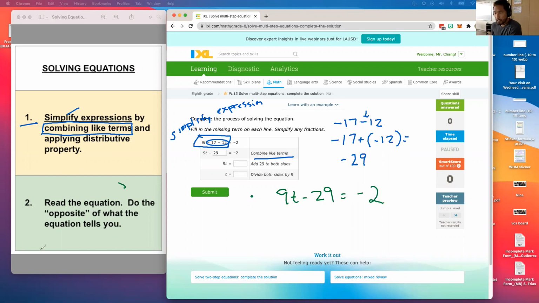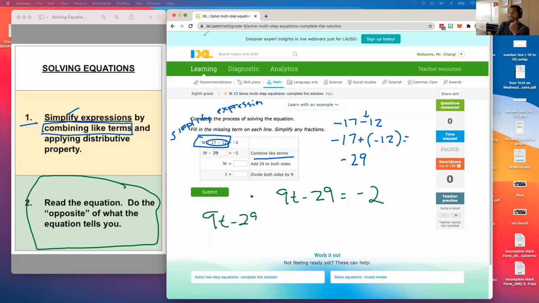Now I'm going to read the equation and do the opposite of what the equation tells me. So this says 9t minus 29 equals -2. It's telling me to subtract 29 from 9t, and I'm going to do the opposite of that. I'm going to add 29. And whatever I do to one side of the equation, I have to balance it by doing the same operation to the other side.